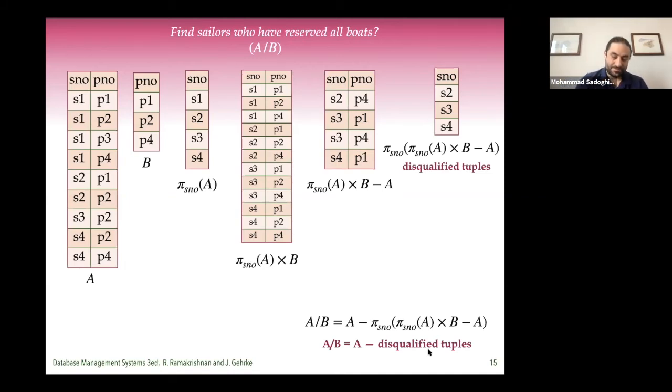Any questions? And this shows how powerful this idea of cross product is, which is literally arbitrarily pairing up every single tuple. You can not only construct joins, but you can construct really interesting questions with this very simple construct.